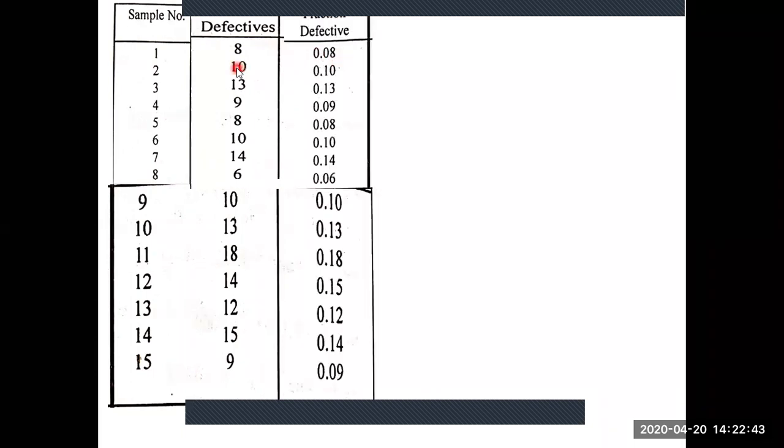Next, 10 divided by the total number of items in that sample: 10 by 100, 13 by 100, 9 by 100, and so on. Fractional defective means the number of defectives divided by the total number of items in that particular sample. In each sample there are 100, therefore 8 by 100, 10 by 100, and so on. Okay. Next.